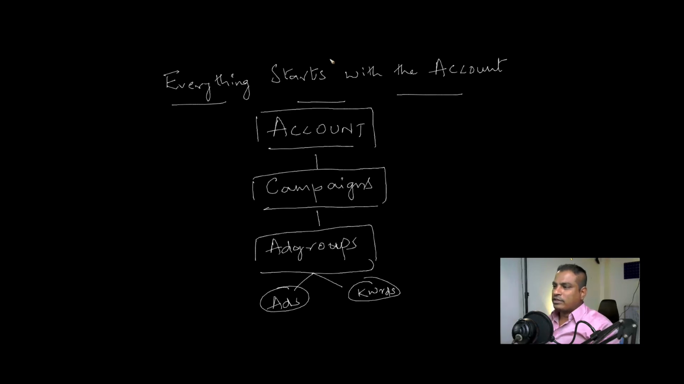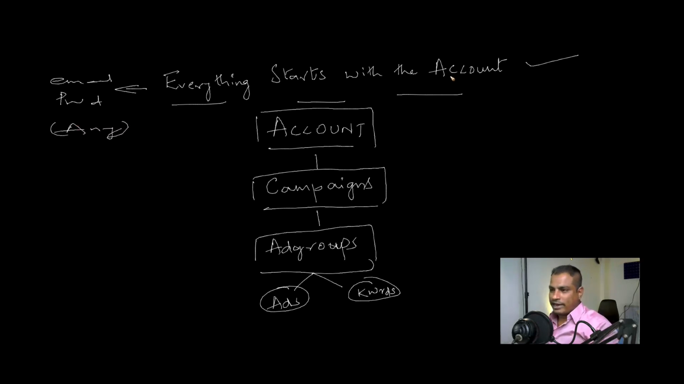Everything starts with the account. The first thing that you would have to do when you start advertising with Google is create a Google Ads account. Now, when you create a Google Ads account, what do you need? All you need is just an email ID and a password. This doesn't have to be only Gmail. It can be any email ID. It can be Yahoo. It can be at ibm.com. It can be anything.